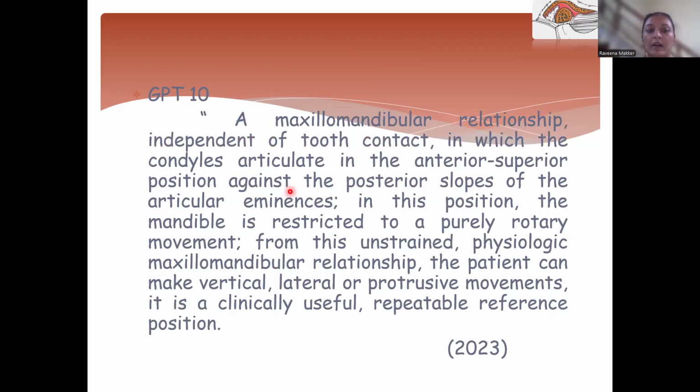Now, the GPT-10 again refined the previous definition in 2023 and defined it as a maxillomandibular relationship independent of tooth contact in which the condyles articulate in the anterior superior position against the posterior slopes of the articular eminences. In this position, the mandible is restricted to a purely rotary movement. From this unstrained physiologic maxillomandibular relationship, the patient can make vertical, lateral, or protrusive movements. It is a clinically useful, repeatable reference position.